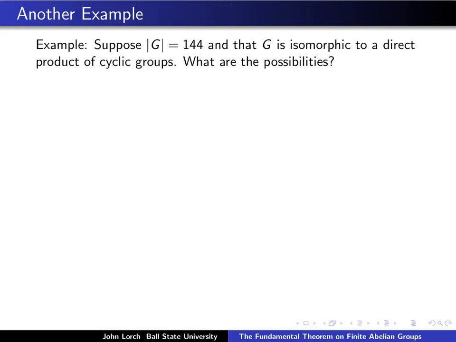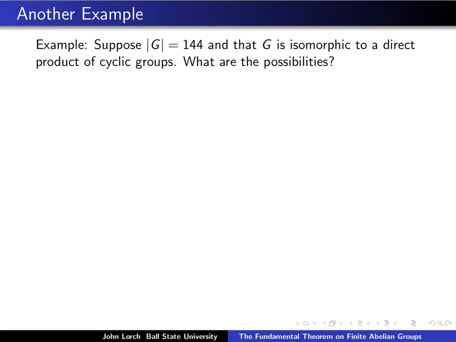To help us get a better feel for this, let's try another example, just like we did on the first slide. So here, however, our finite group is of order 144. And again, as on the first slide, we're going to assume that this group is isomorphic to a direct product of cyclic groups. And we want to write down the possibilities, just as we did on the first slide. So here, let's make use of the observations that we made on the previous slide. Let's first compute the number of possibilities before we try to write them all down.